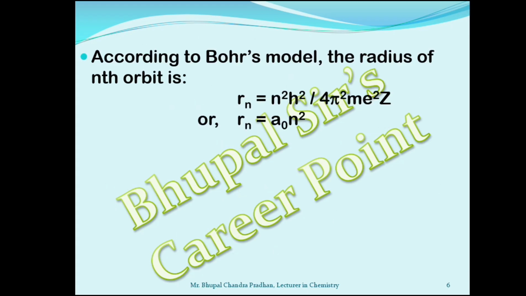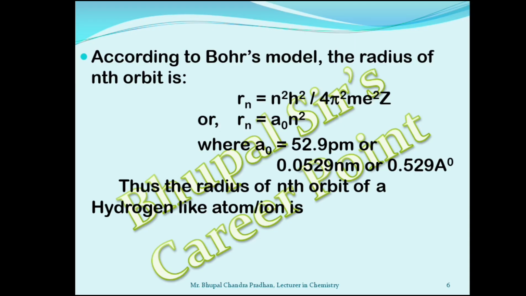According to Bohr's atomic model, the radius of the nth orbit is Rn is equal to n square h square by 4 pi square m e square Z. Here Z is taken as 1 for a hydrogen-like atom. So we can write Rn is equal to A0 into n square, where A0 is equal to 52.9 pm or 0.0529 nm or 0.529 angstrom. So the radius of the orbit Rn is equal to 0.529 into n square angstrom.